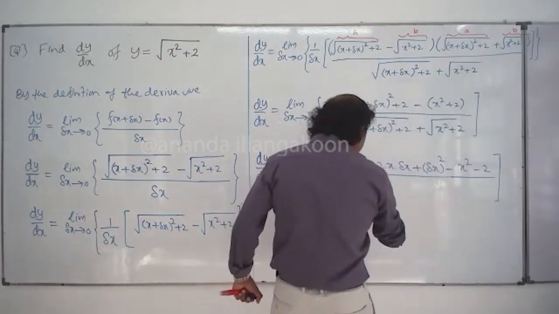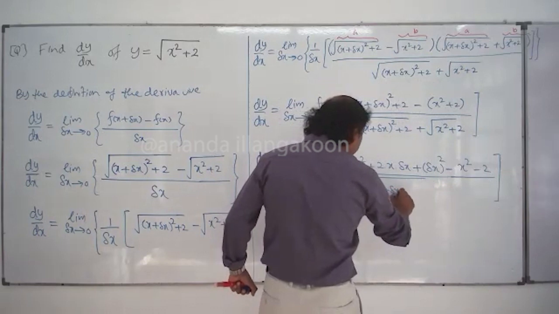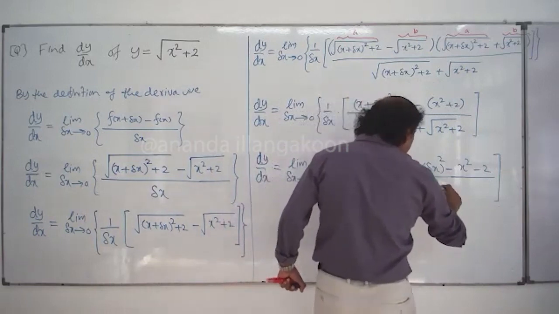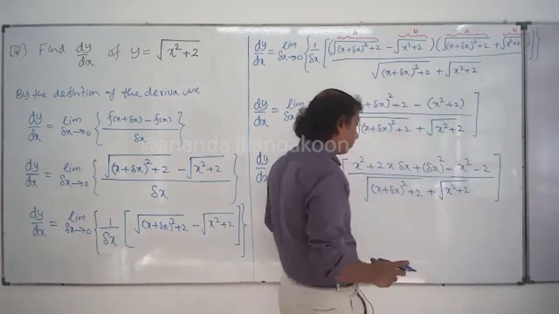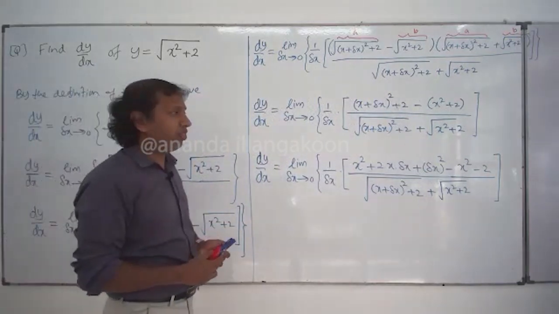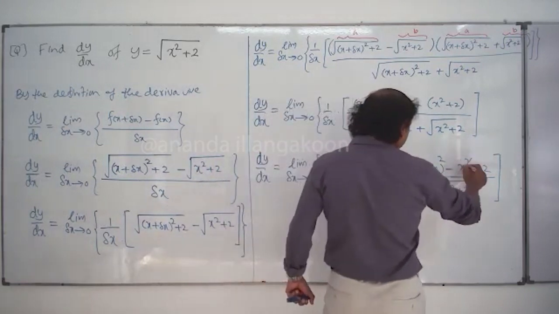The denominator is root of (x plus delta x) perfect squared plus 2, plus root of x squared plus 2, like this. Now let's see how to simplify this. The simplification can be done like this. This x squared, then this minus x squared you can cancel down.